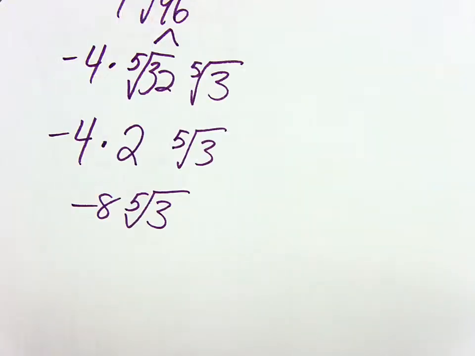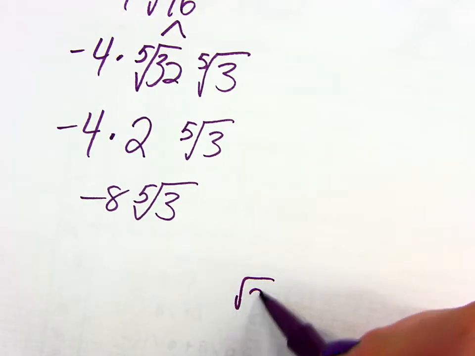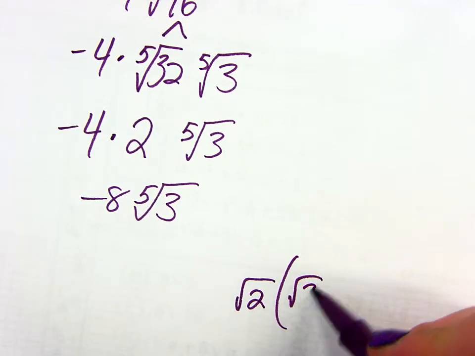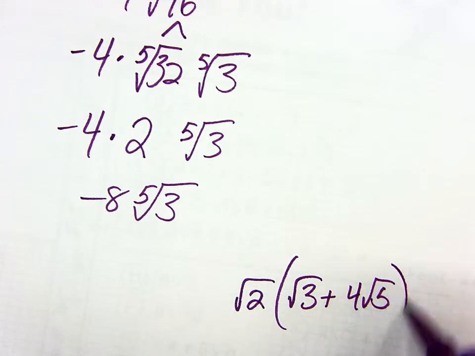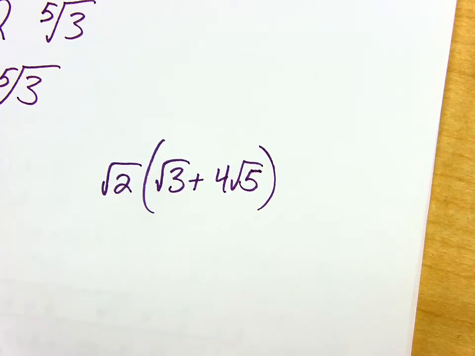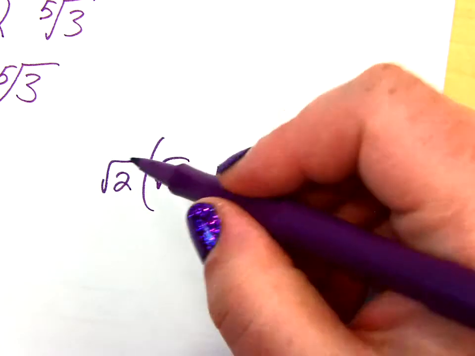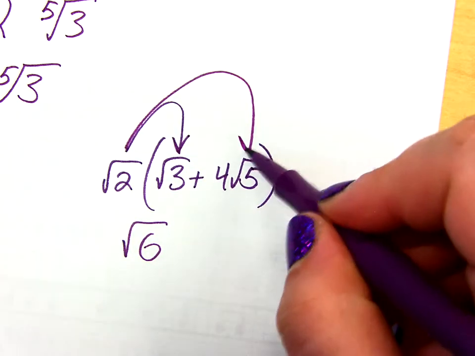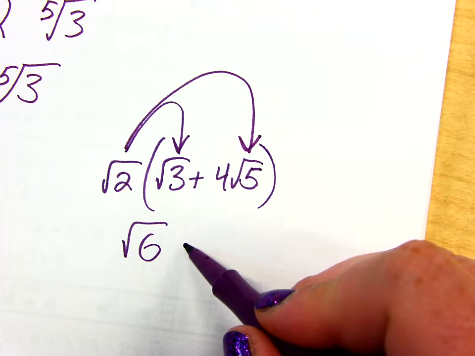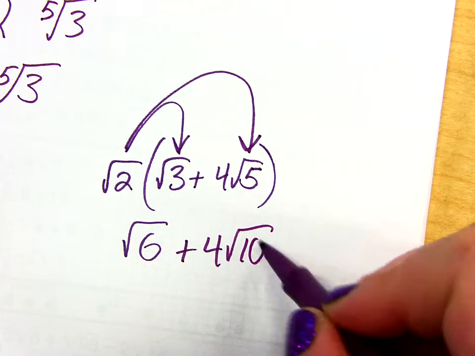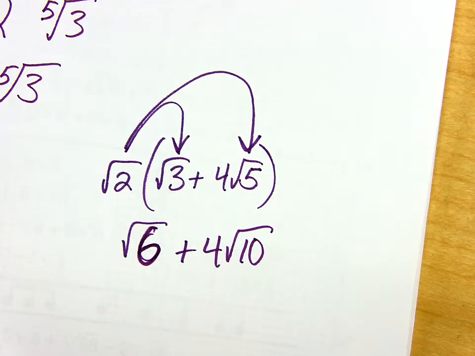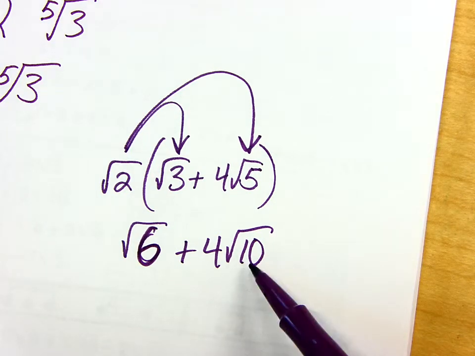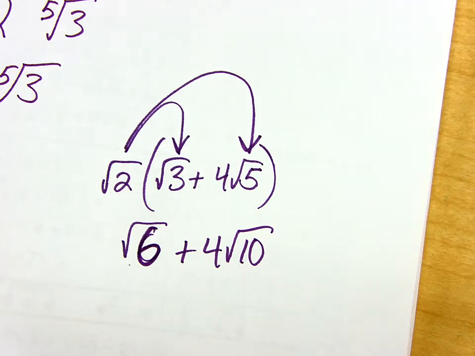All right, so you might see some other interesting things like this. What would you do with this thing? Distribute, right? So what's root 2 times root 3? Root 6. And then what's root 2 times 4 root 5? 4 root 10. Can I simplify that answer? Root 6 plus 4 root 10. This doesn't have any perfect square factors, and they're not like radicals, so I can't add them together.